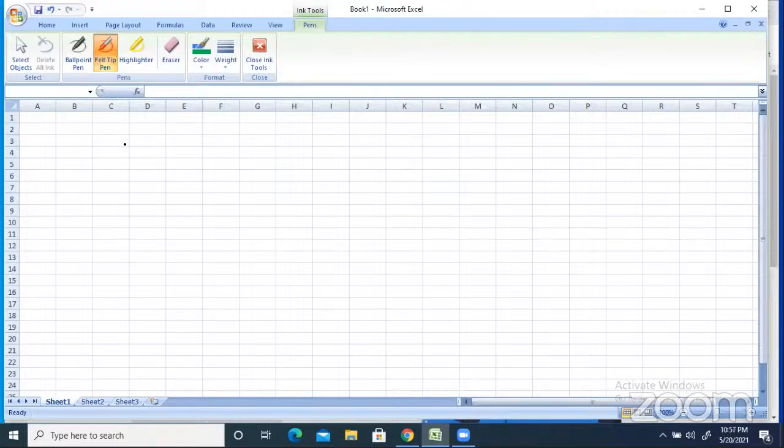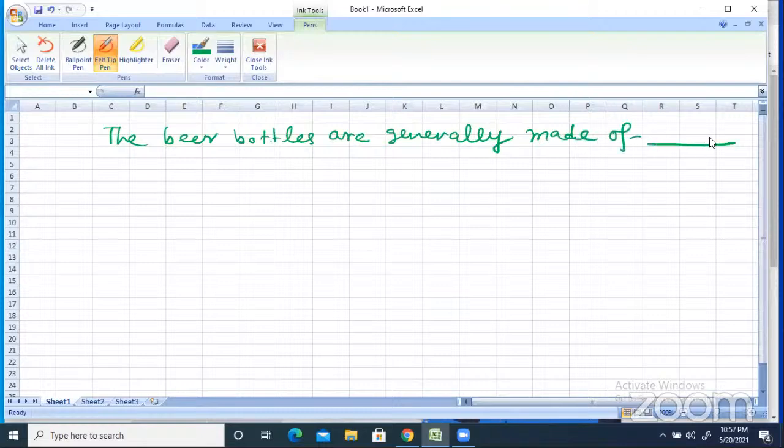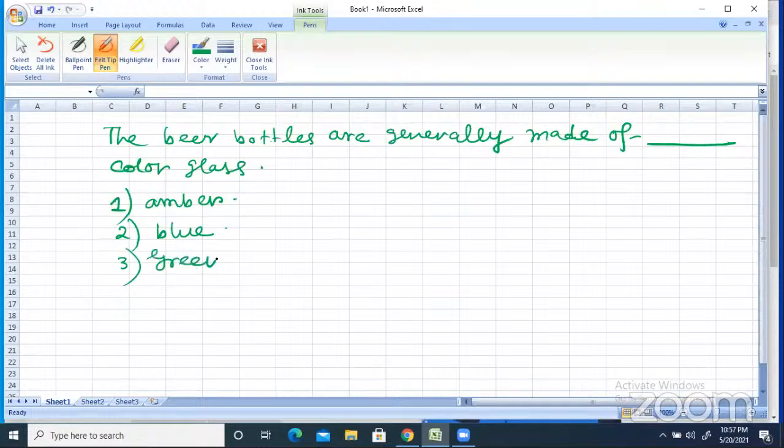Next one. The beer bottles are generally made of dash color glass: amber, blue, green, flint.